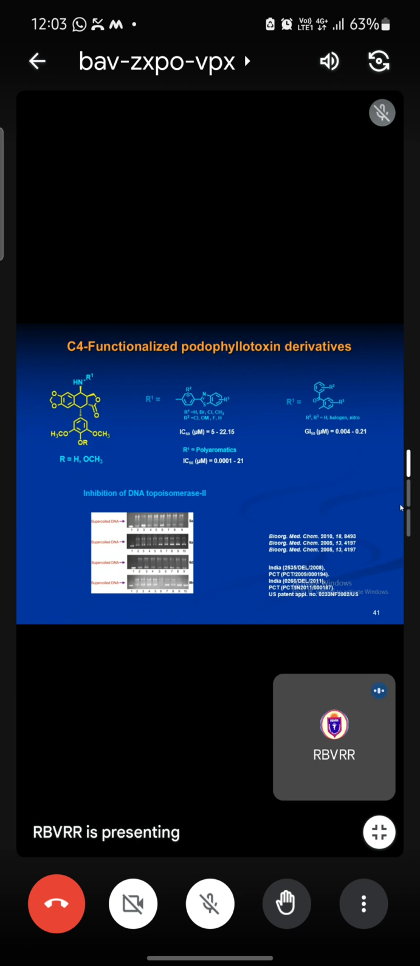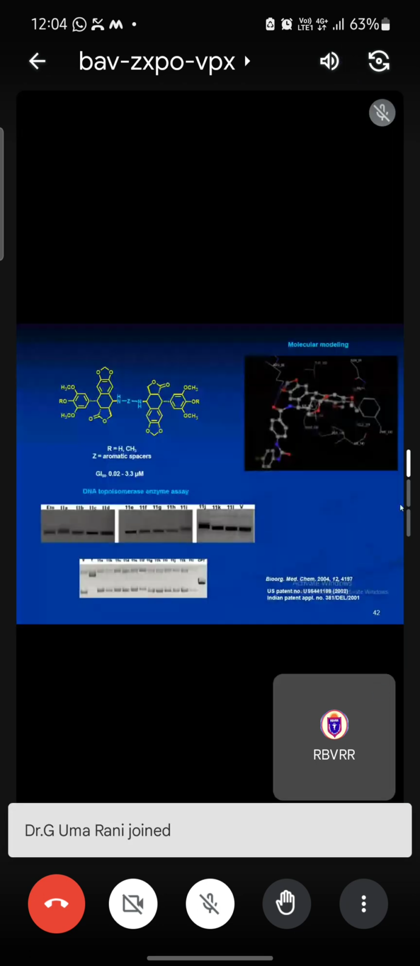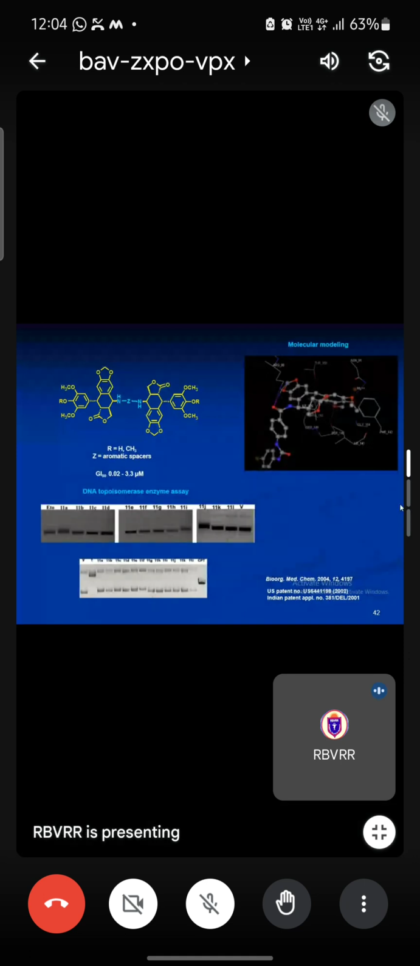And also some polyaromatics. Many things were done, and what we could see is that the IC50 or GI50 values were far superior to etoposide in many of our podophyllotoxin analogues, which gave some interesting results. Here also, you can see that the GI50 value is 0.2 and so on.